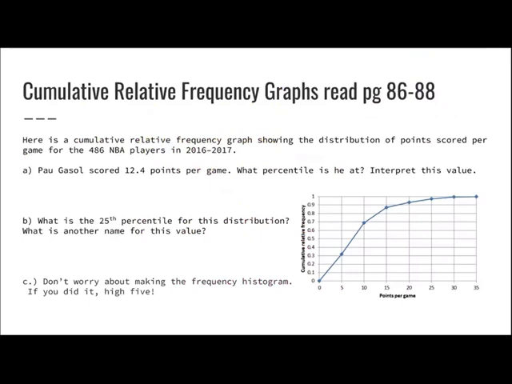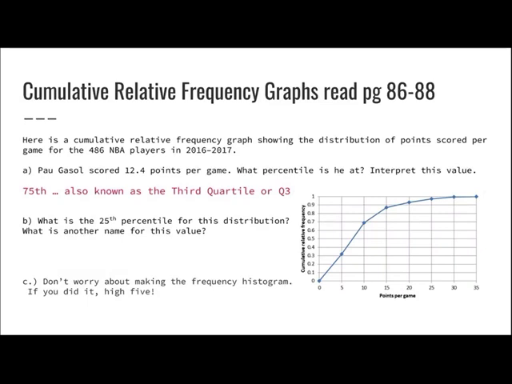Interpret this value. So I'm going to look at my graph right here, and I'm going to look where it says points per game, and I'm going to guesstimate where 12 is, and I'm going to come up and see where that is about. So it's about the 75th percentile, all right? And the 75th percentile is also known as the third quartile.